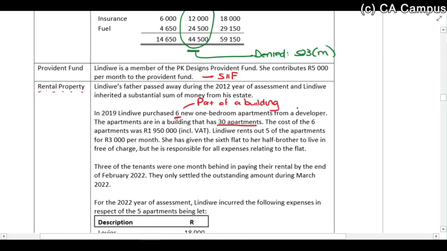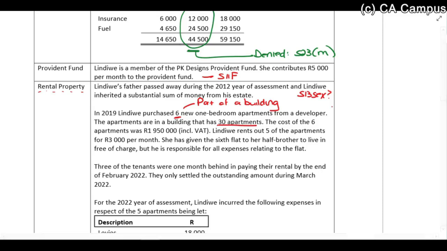How do you know you have to be conscious of that? Because guys, remember when you study things like Section 13.6, which is residential accommodation property, there are apportionments that need to happen if you only have part of a building.